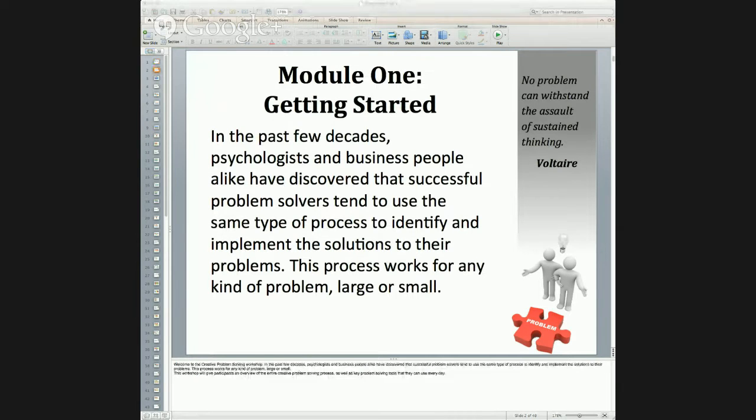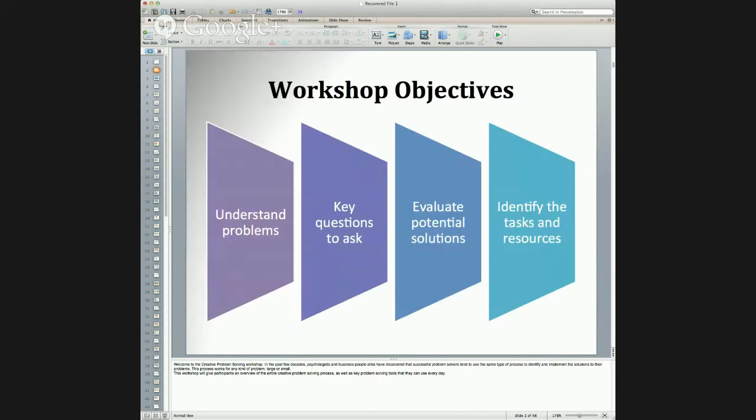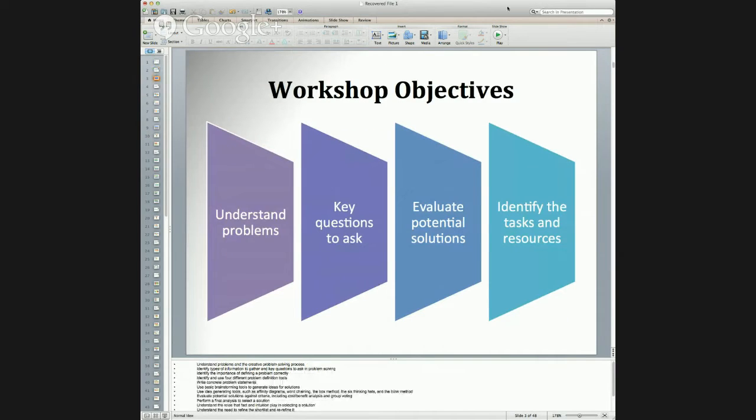In module one, we're going to get started by talking about the things that you need to know, which are of vital importance if you want to be a good problem solver. So now we do need to know that.